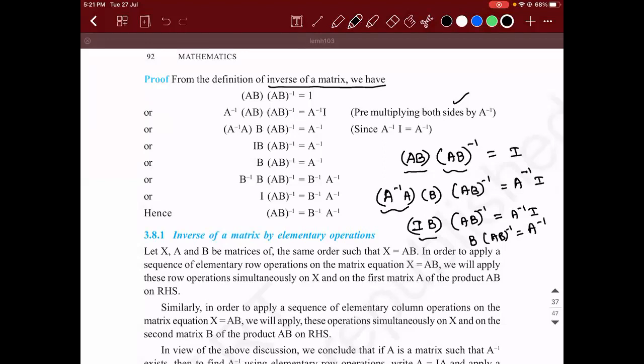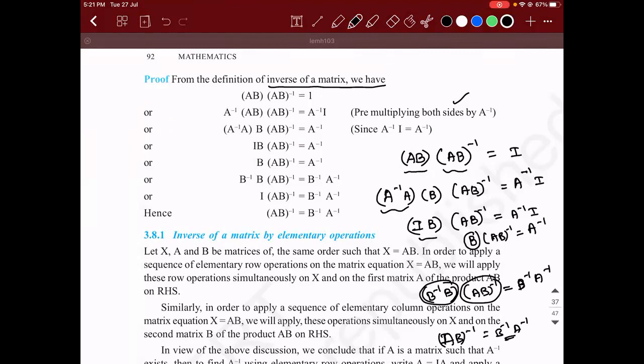Right. Next, what are we supposed to do? Pre-multiply, I need to get rid of this B. Pre-multiply with B inverse on both the sides. So what will you get? B inverse into B into AB, the whole inverse is equal to B inverse into A inverse. So this thing will become I. So I into AB inverse, which is nothing but AB, the whole inverse is equal to B inverse into A inverse.